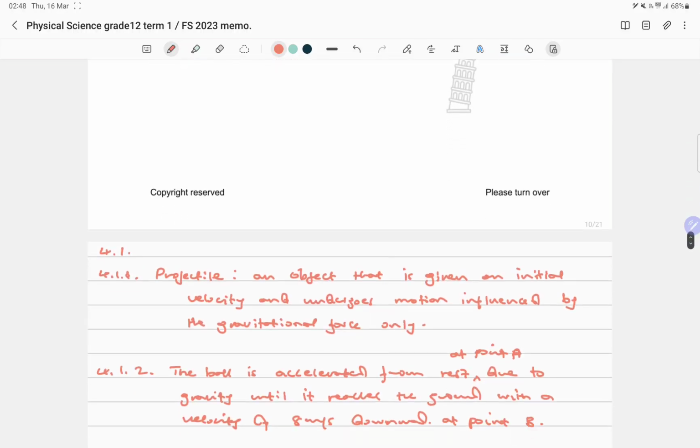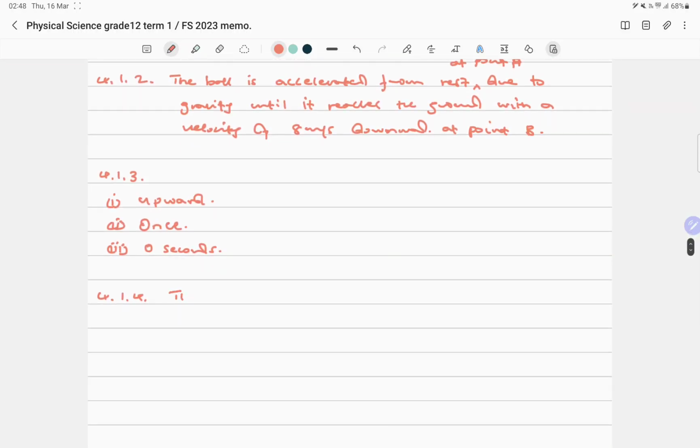So we can just simply say, for 4.1.4, the kinetic energy of the ball is in part converted to sound energy.